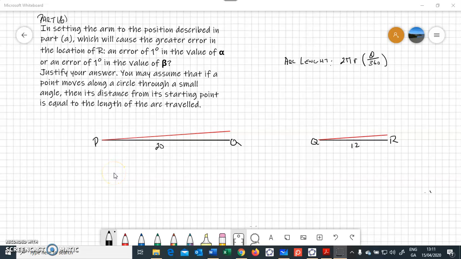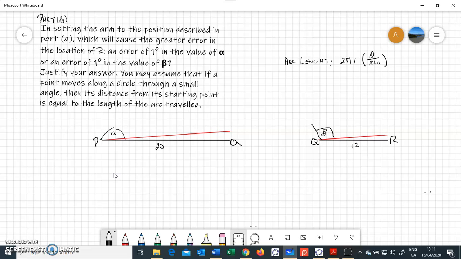Okay, so this is part B into the 10 and 12 question. And I represented the lines shown in the previous part. PQ here is part of the angle A, so let's say the angle A is up here this way. Okay, and this here is the angle beta, as we call it.